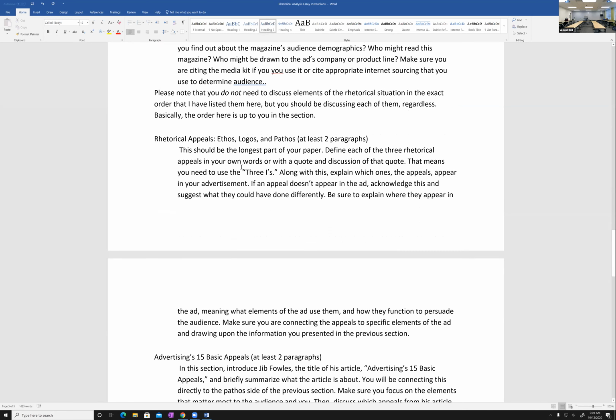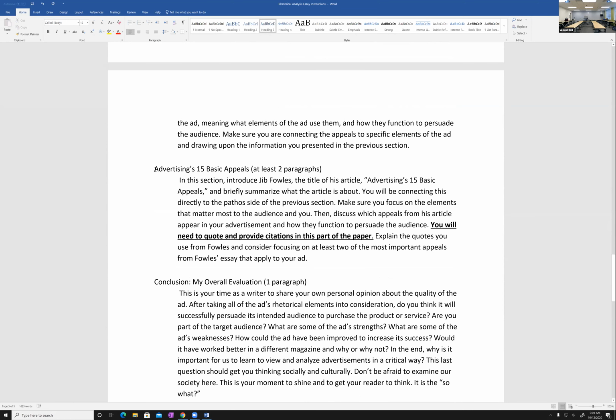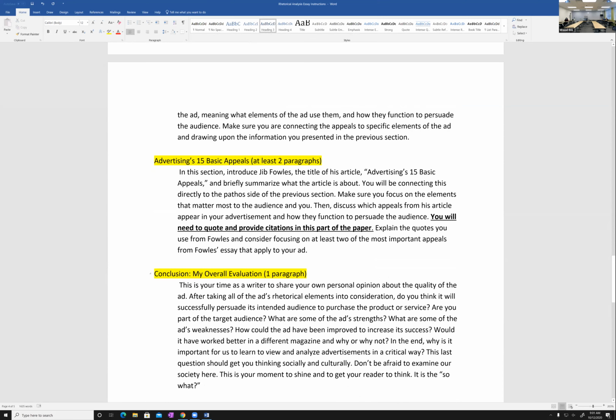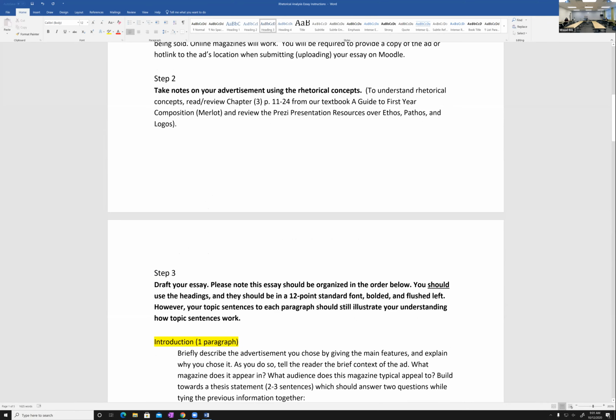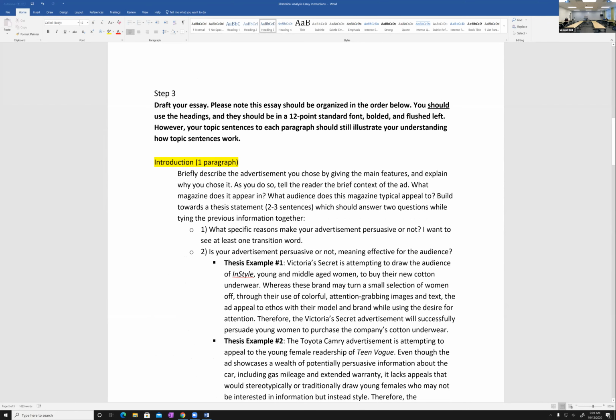And then the next section is going to be advertising's 15 basic appeals. Again, this will contain at least 2 paragraphs. And then you're going to have a conclusion. And that should be approximately 1 paragraph. So what I've done is I've highlighted the different sections. These are the different sections and headings you are going to have in your essay. So you can see there are several different sections. And when I say you are using the headings, those are the headings I want you to use. I want you to have introduction. It'll be Times New Roman style, size 12.